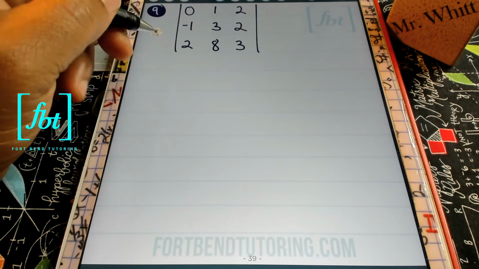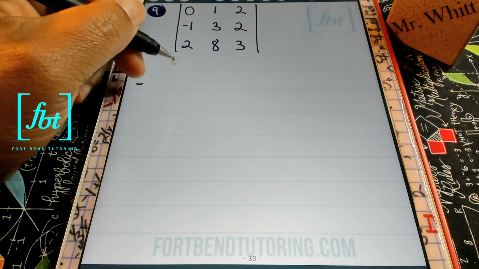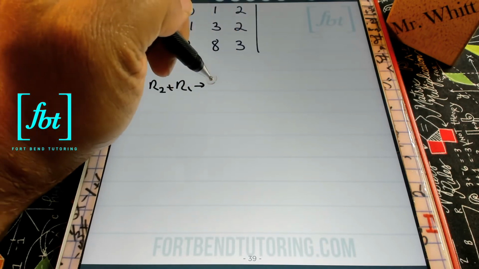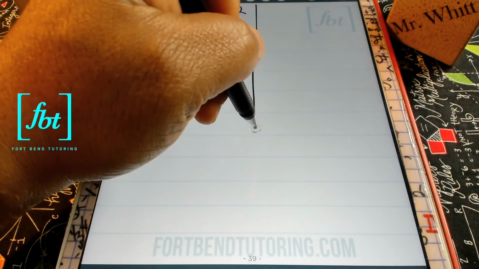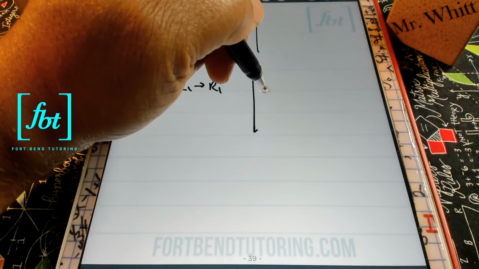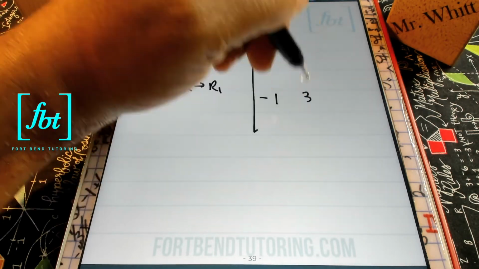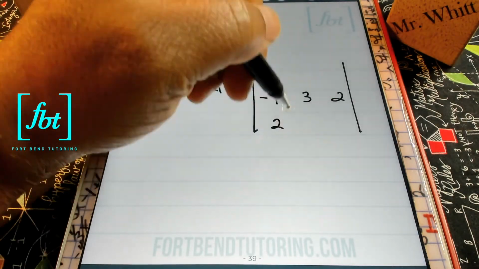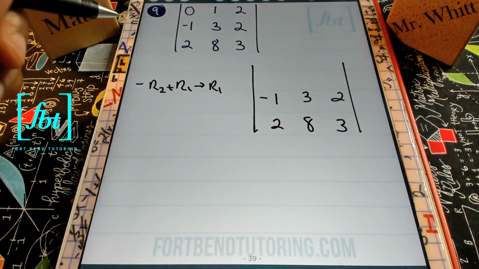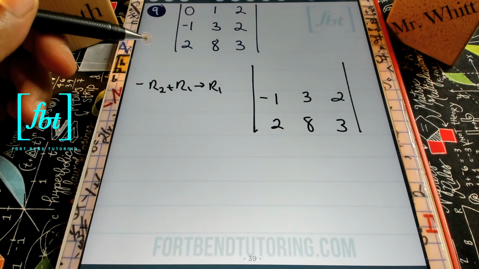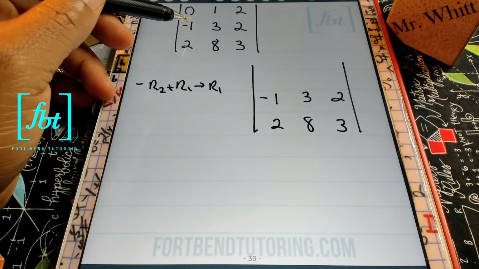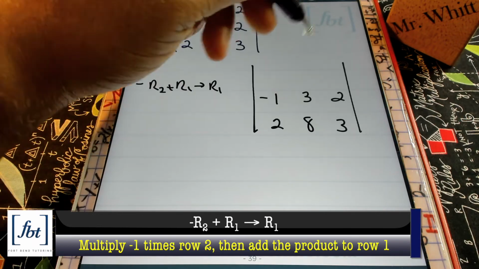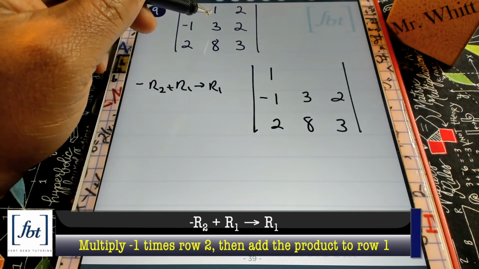My first step is going to be the following. I'm going to have the opposite of row 2 plus row 1 going into row 1. Let's check it out. This means I'll be bringing down rows 2 and 3 unchanged. I have -1, 3, and 2. Here we go. The next row is 2, 8, 3. And then, in order to rewrite the first row, we're finding the opposite of row 2 and adding it to row 1. So the opposite of -1 is 1, and then 1 plus 0 gives you 1. The opposite of 3 is -3.